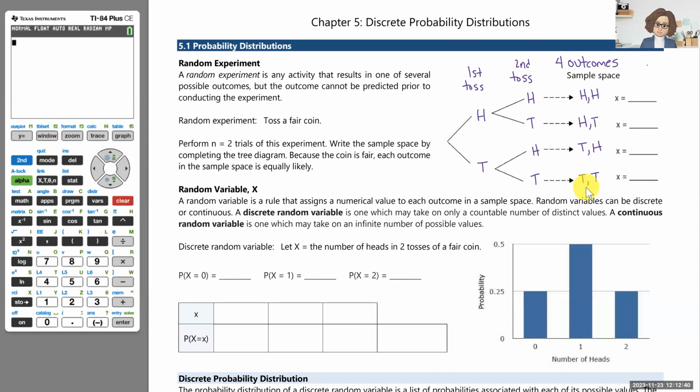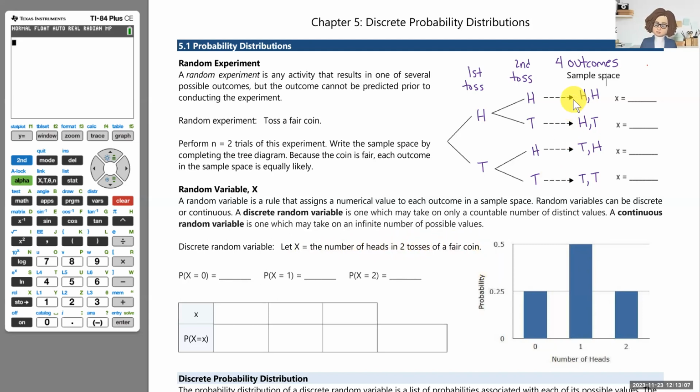That was probability, but now let's expand on our knowledge here and introduce random variables. We're going to use X to represent a random variable, and it's simply a rule that assigns a numerical value to each outcome in our sample space. So let me introduce our random variable here. I'm going to let X be the number of heads in 2 tosses of a fair coin.